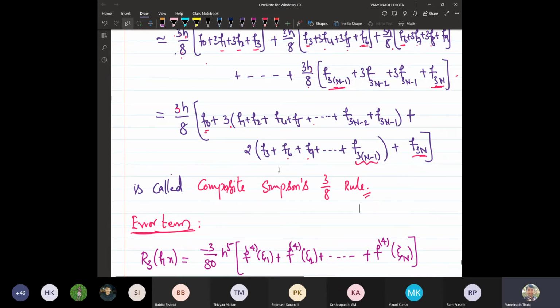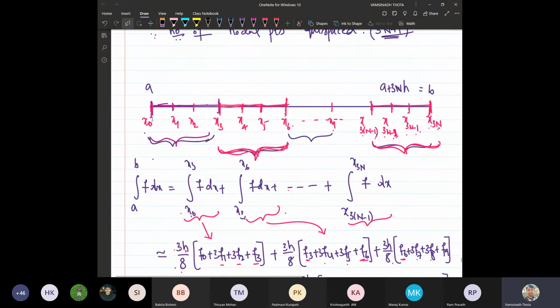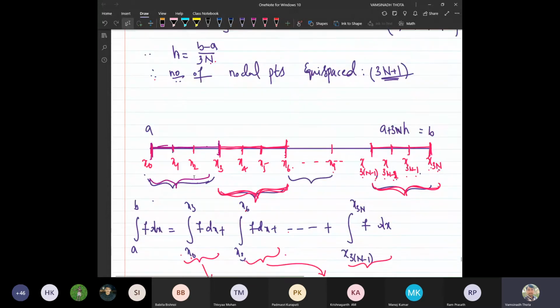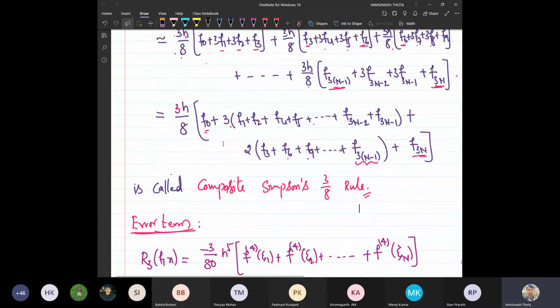Basically, what we have done is divide the entire interval into 3n subintervals, and in a combination of 3 consecutive subintervals, we have applied the Simpson's 3/8 rule and simplified, and we got a formula.